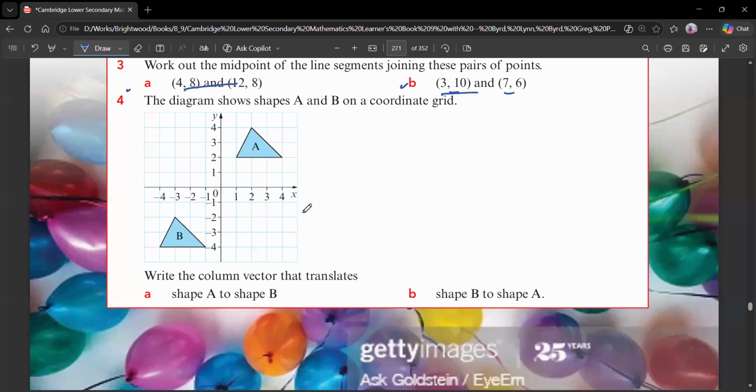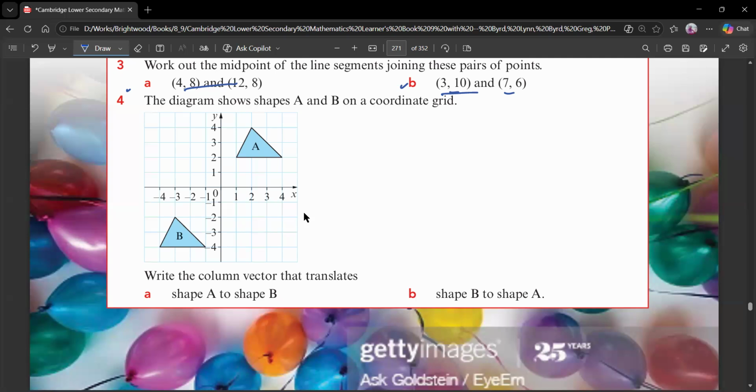How to translate? The diagram shows shapes A and B in the coordinate grid. Write the column vector that translates shape A to shape B, and shape B to shape A. Write the column vector, A to B.